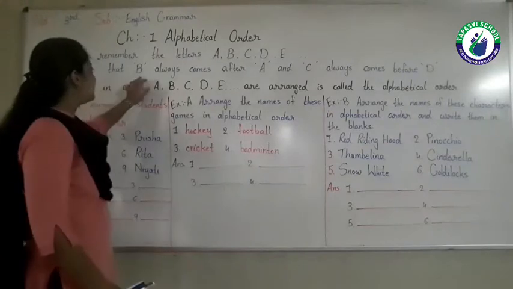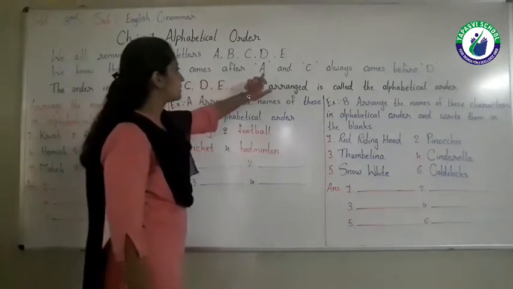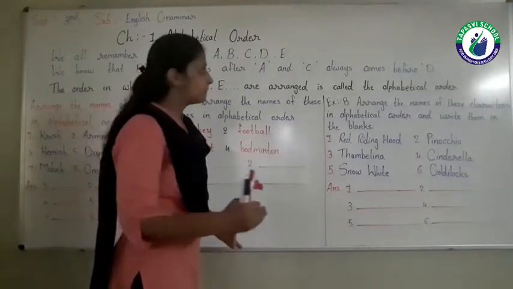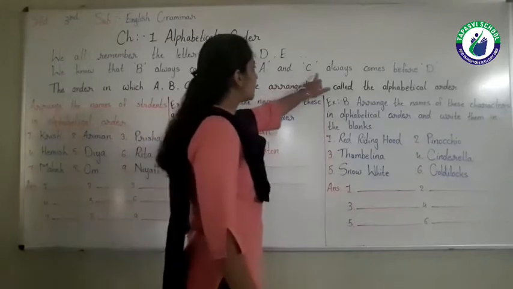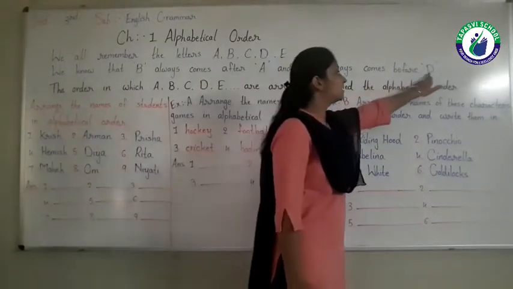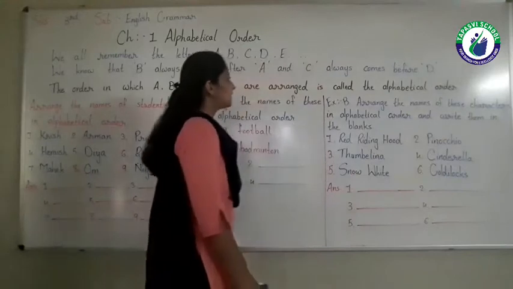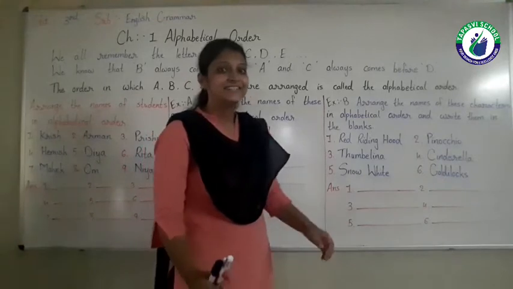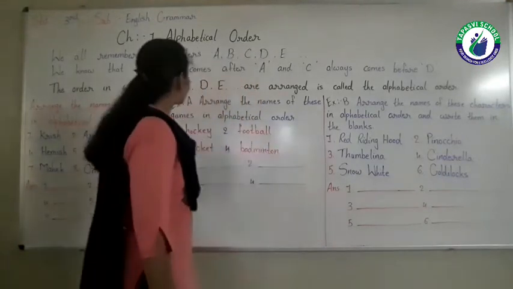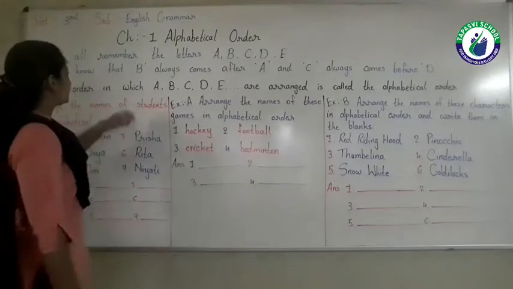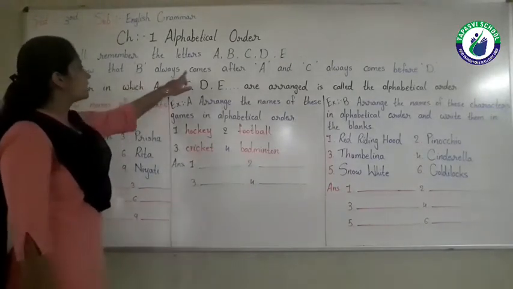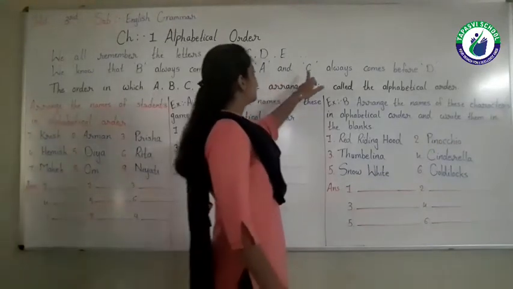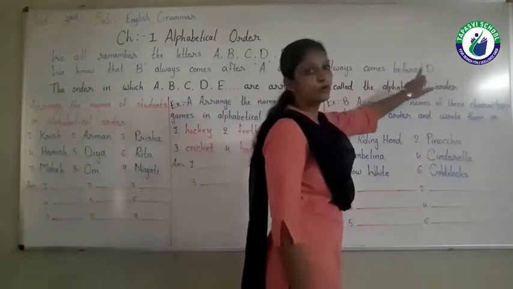We know that B always comes after A. हम सबको पता है कि अल्फाबेट में A के बाद B आता है. And C always comes before D. हमें पता है कि अल्फाबेट में D के पहले we always write letter C. Same way, here C always comes after B and D always comes before E.